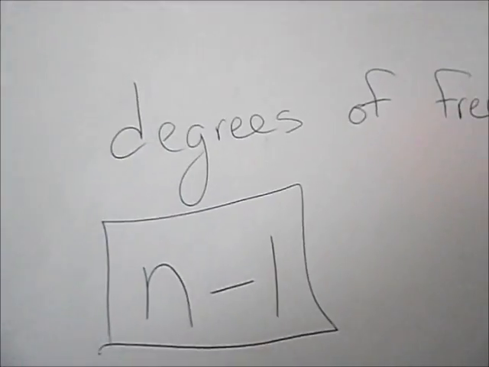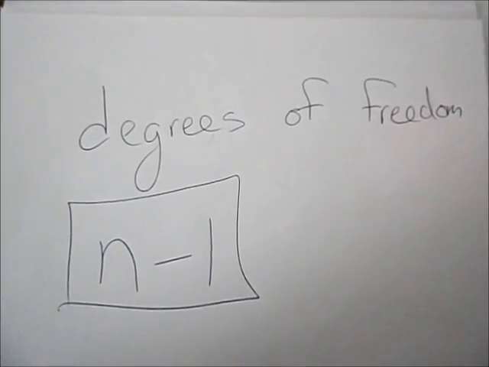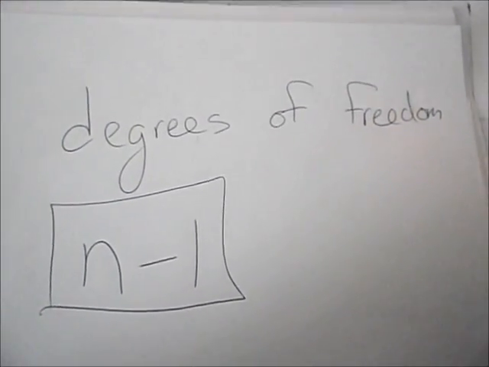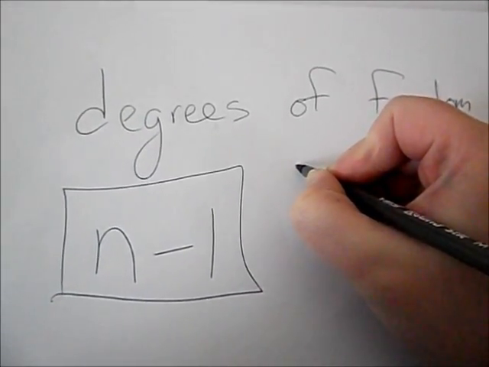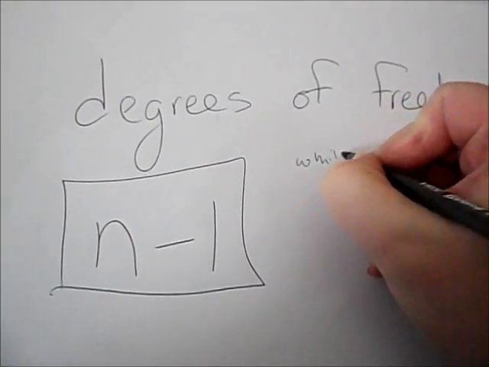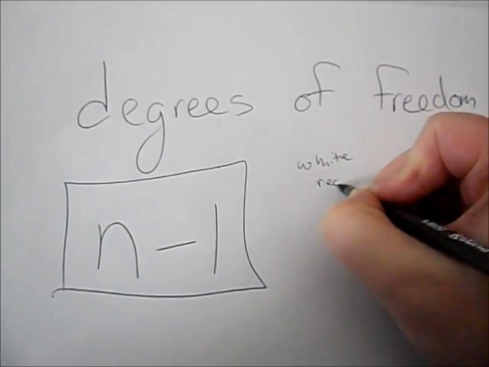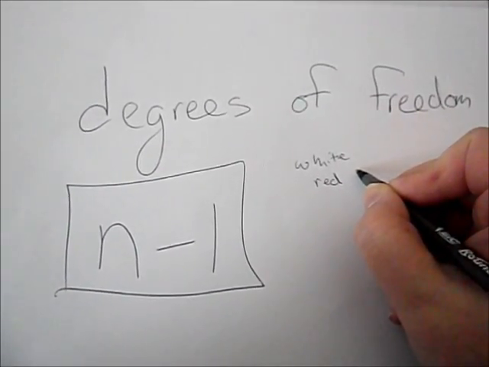You calculate degrees of freedom using this equation, n minus 1, the number of groups you have minus 1. So if we were talking about flowers, right, white or red flowers, we've got two groups, white and red. Two groups, 2 minus 1, our degrees of freedom would be 1.